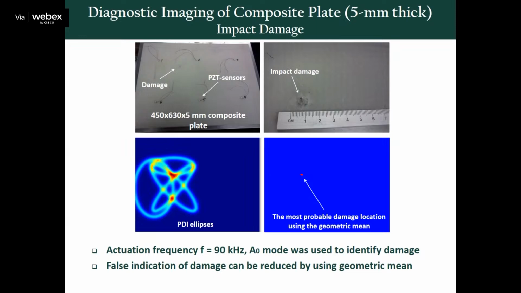But by using these nice properties of the ellipse and statistical data processing, you can get the most possible location, here identified as a defect location.